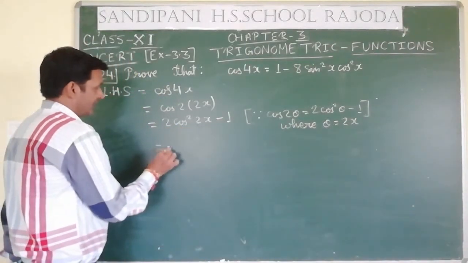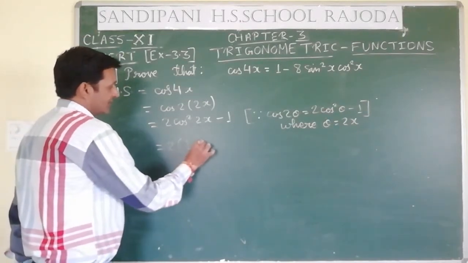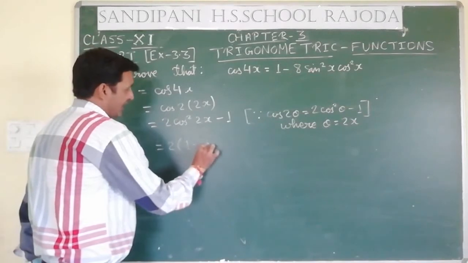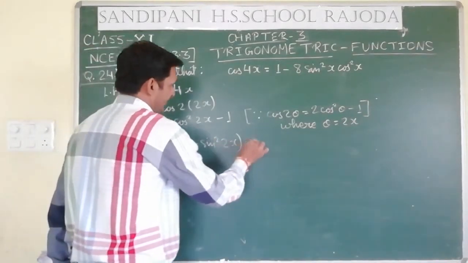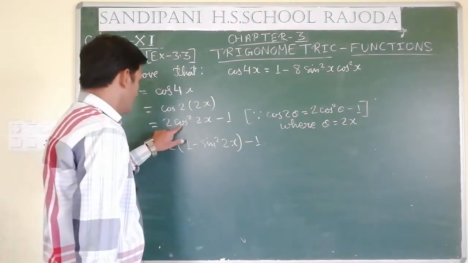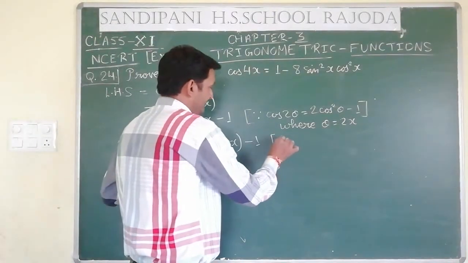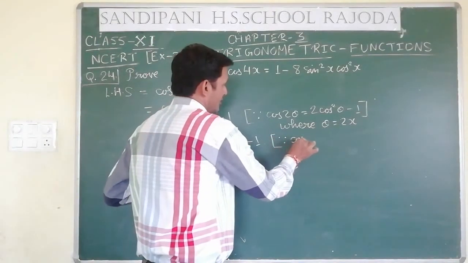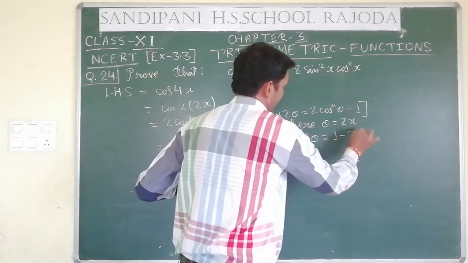Now we may write it 2 into 1 minus sin square 2x. Of course we can write it because cos square theta is equal to 1 minus sin square theta. This is another formula, because cos square theta is equal to 1 minus sin square theta.